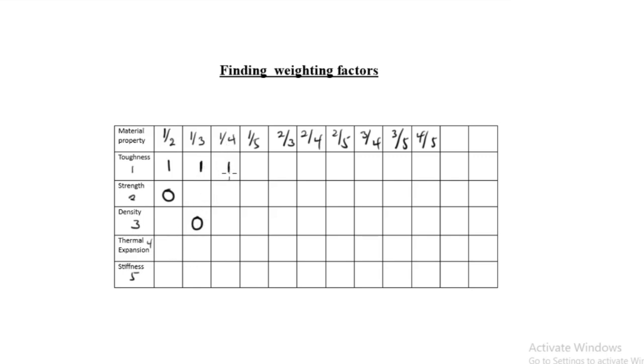Toughness, I want it to be this one. Thermal expansion will be 0. And I'll take toughness and stiffness. I want toughness, and stiffness becomes 0. I hope you understood what I did here. It's very simple. Then we go to this one.